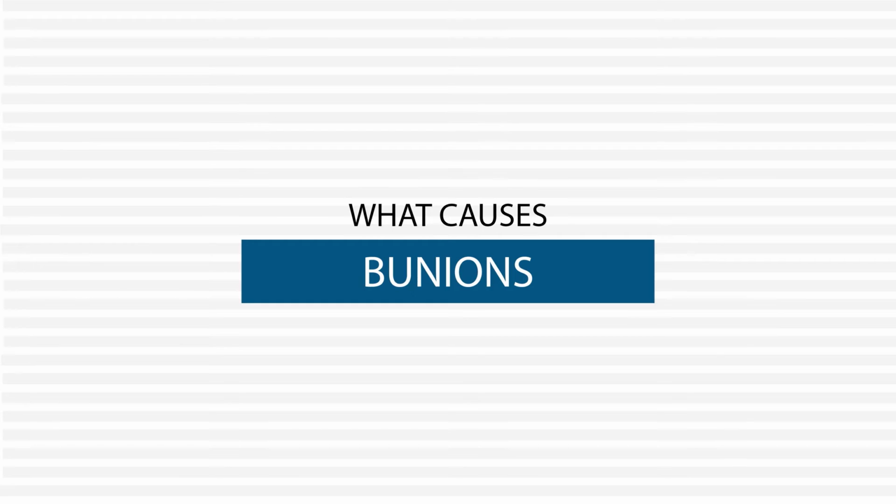A bunion is a bony protrusion, or a bony bump, that forms at the base of the big toe. Causes include the type of shoe you use, like a shoe that has no space, or a long heel shoe.